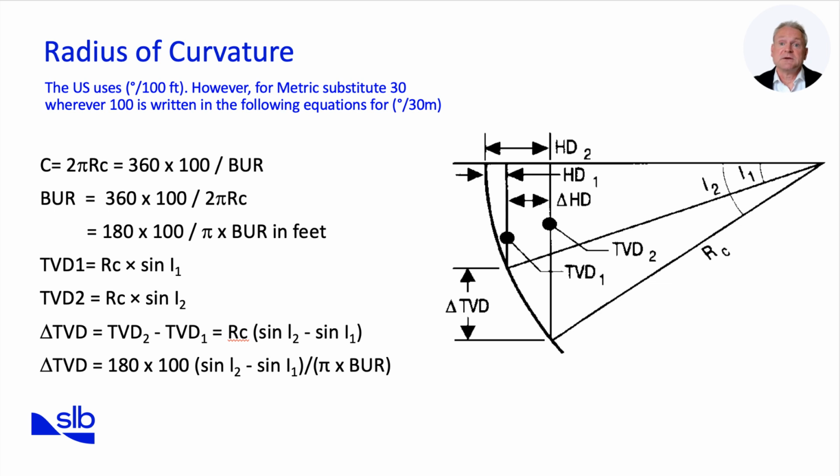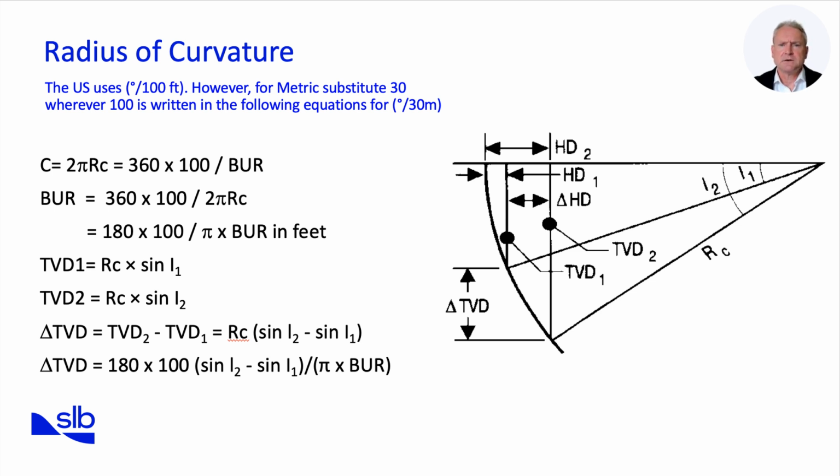The radius of curvature is a key parameter in directional drilling. It defines how sharply the wellbore curves as a function of build-up rate. In US units, the build-up rate, BUR, is expressed in degrees per 100 feet, while in metric systems it is expressed in degrees per 30 meters. The radius of curvature RC is calculated as 180 times 100 divided by pi times the build-up rate.